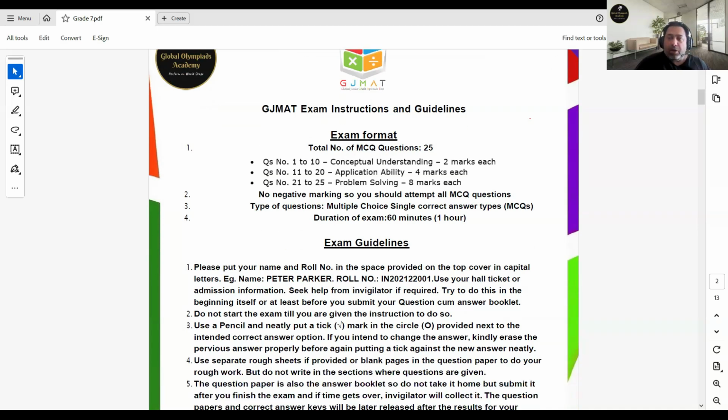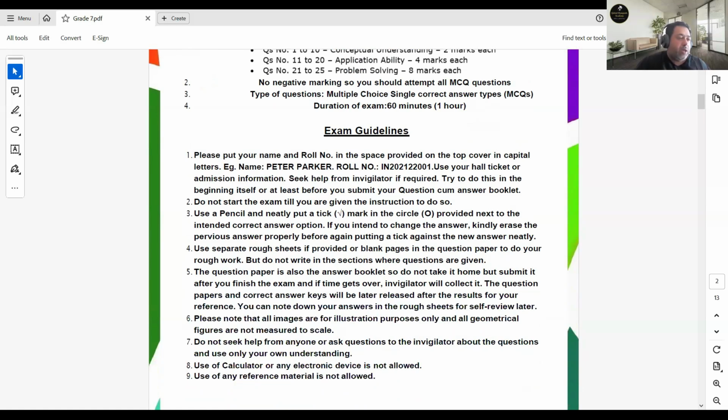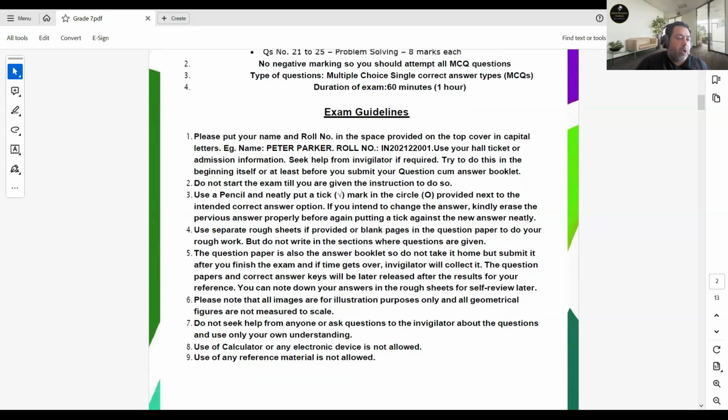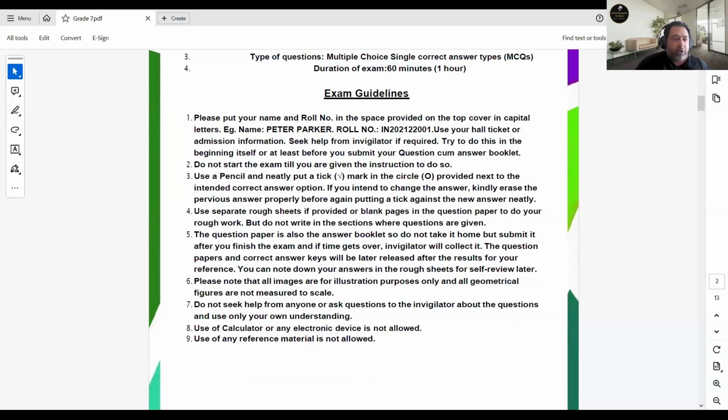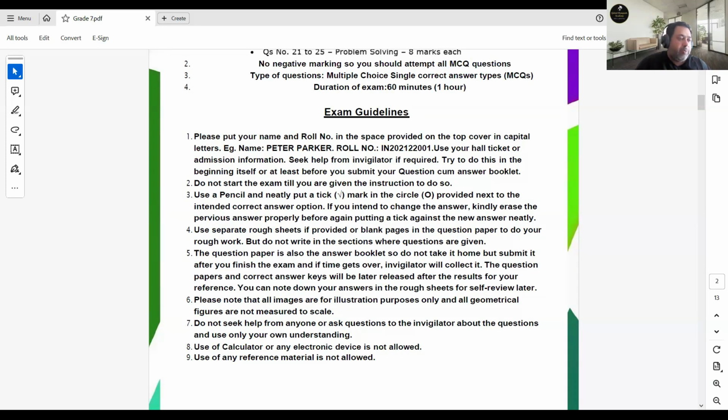The duration of the exam was 60 minutes, 1 hour. And apart from that, you are not supposed to use a calculator. So without further ado, we'll start the paper. You can always pause the video and try and solve these questions. You are allowed to keep rough sheets for arriving at the answer. All right, so we'll start with the first question.